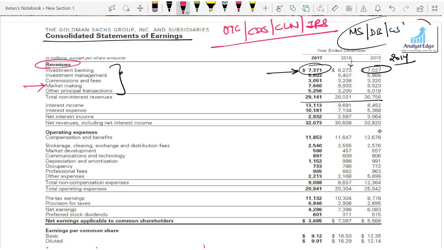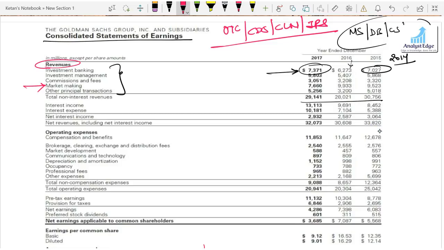Fine. So market making is something new. You will find it on the investment bank's financial statement, predominantly the income statement, which is a factor you will not see on any other industry's companies' financial statements.